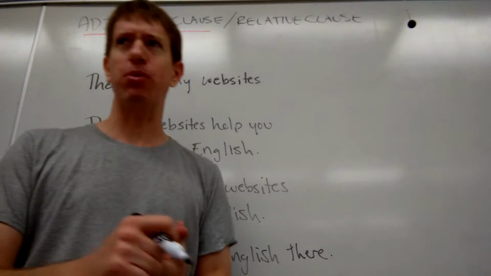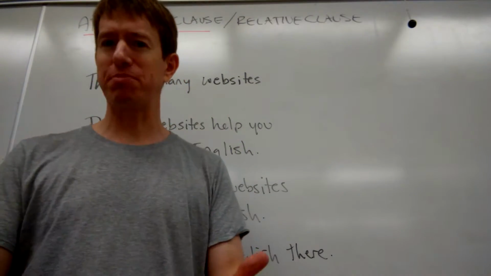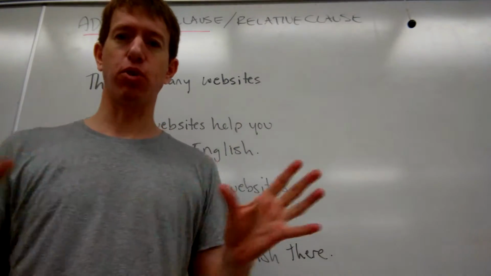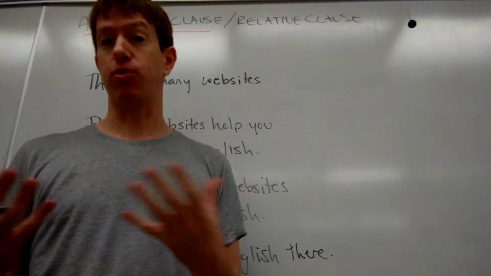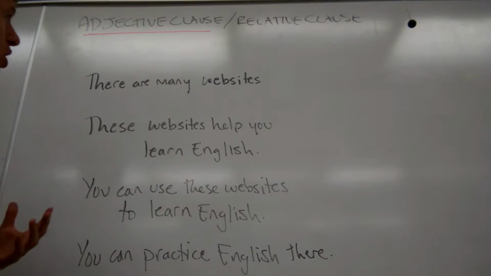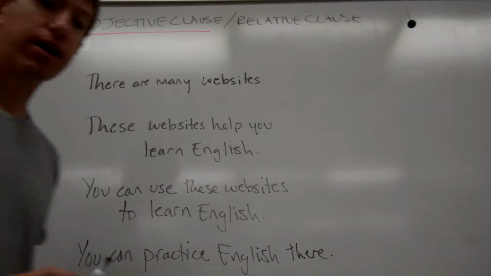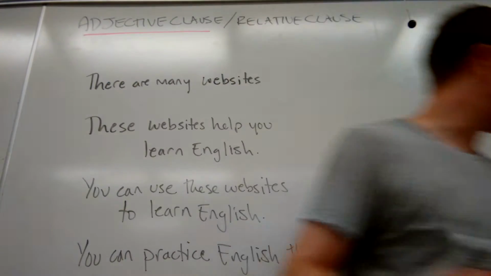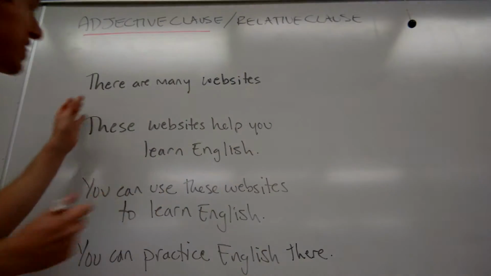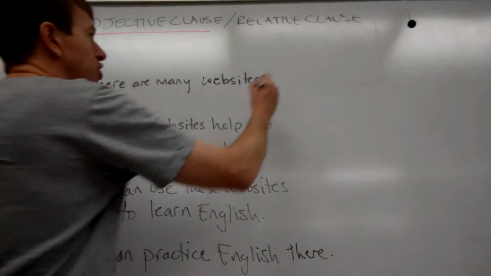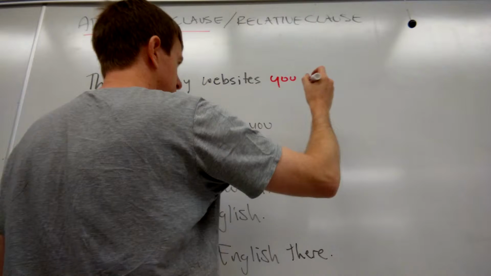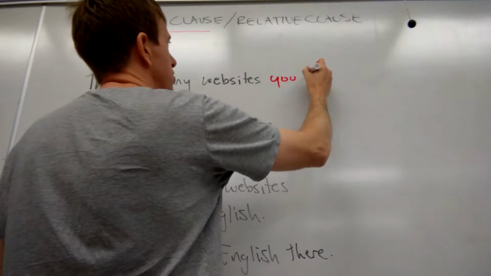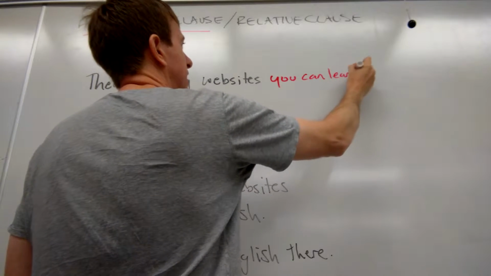You don't want to say, oh, there are many websites. On those websites, you can learn English. So we want to put those two sentences together, and one natural way to do that is through a relative clause. One mistake, I'll show you how students tend to do it wrong. So there are many websites you can learn English.